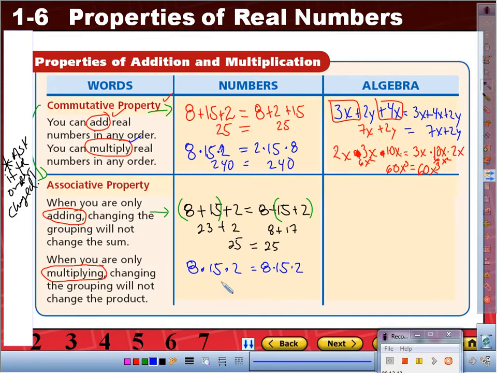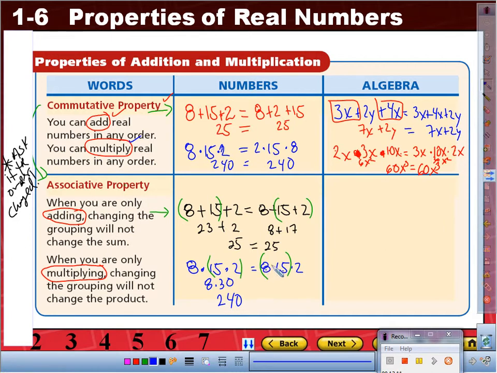What did we notice once again? That the order didn't change. And I'm going to group, which ones do I group here now? I'll group 15 and 2, and over here 8 and 15. Okay? So let's see. What is 15 times 2? 30. And multiply that times 8. What is that? 240.